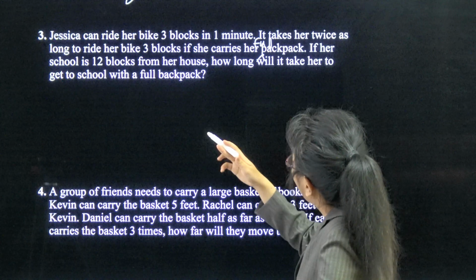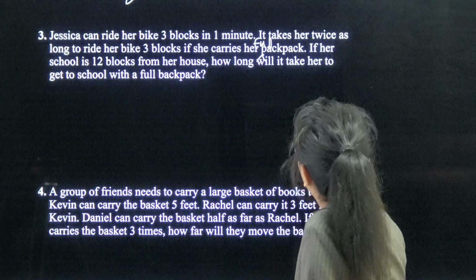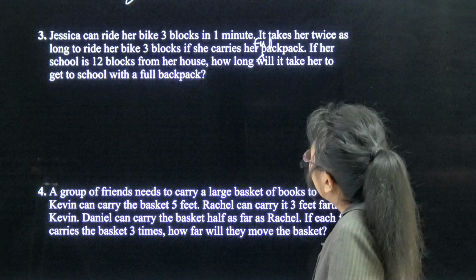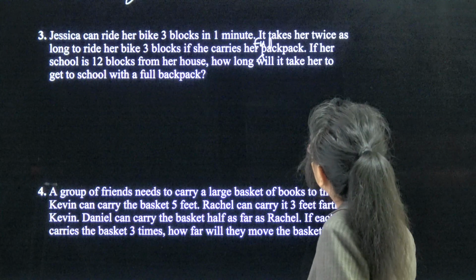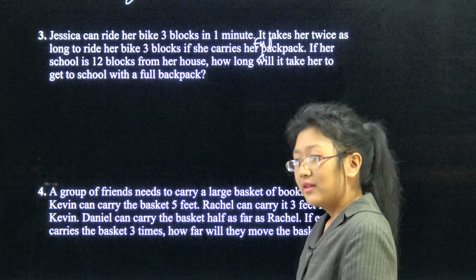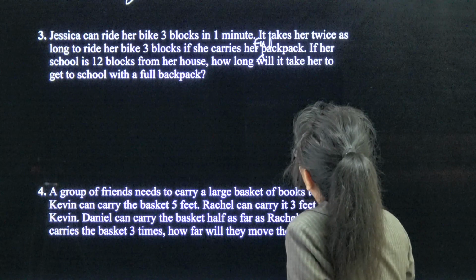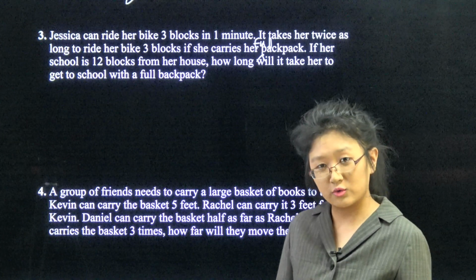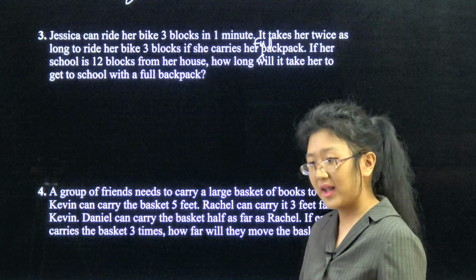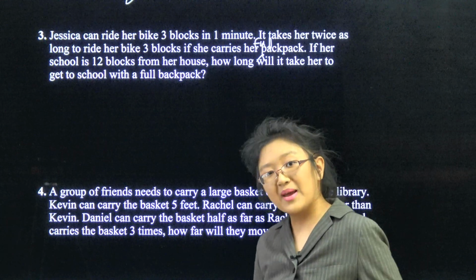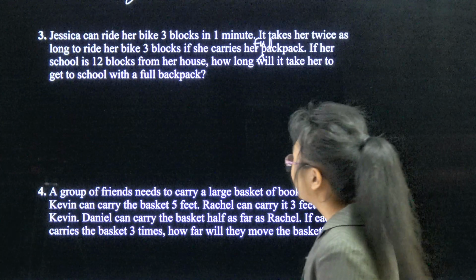So she's carrying a backpack. We know that. Her school is 12 blocks from her house. We know that. And she can ride her bike 3 blocks in 1 minute. We know that. But if she has a backpack, then it takes her twice as long. We also know that. So what don't we know? How long will it take to get to school with a full backpack? Well, what's our plan? Math! Let's carry out our plan and solve it.